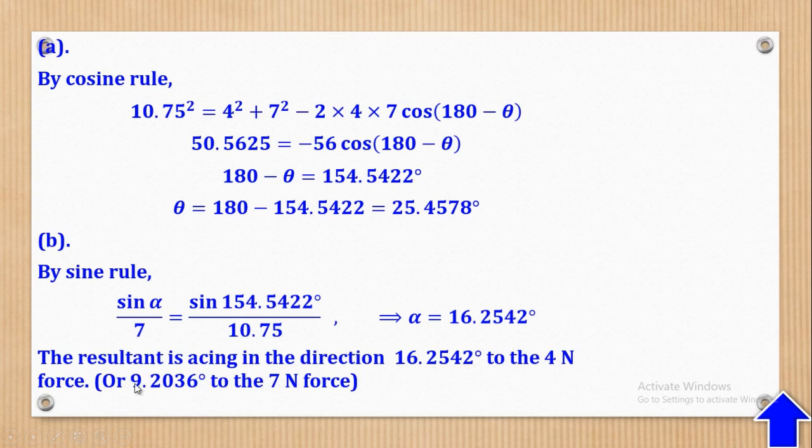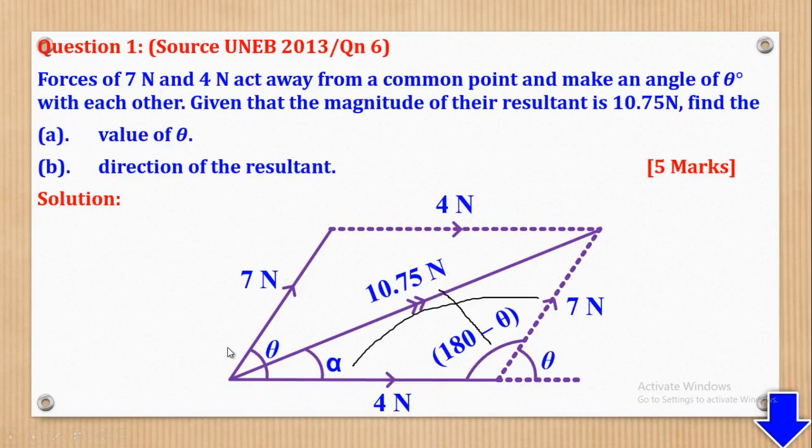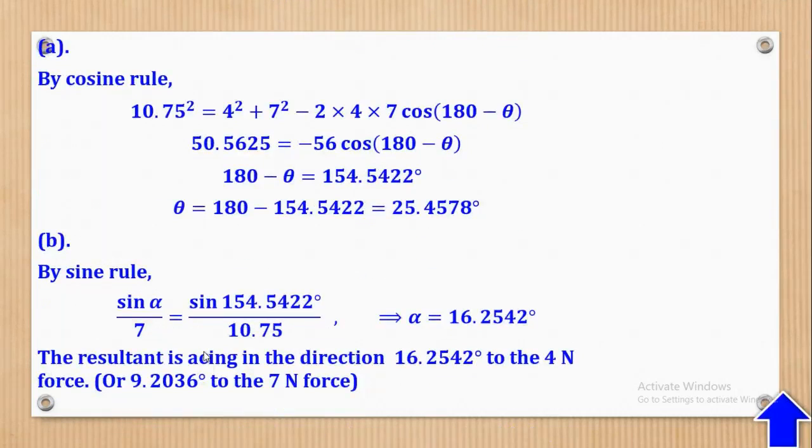Now the 9.2036 degrees to the 7 Newton force is got from this, because we know that this alpha is lying on the 4 Newton force. Now if I want to get the angle lying on the 7 Newton force, I will say theta minus alpha to come up with that angle. So when I say this theta minus this one, I'll realize that my angle will be 9.2036 degrees. So basically that's what they wanted, and now let's see how marks can be awarded.